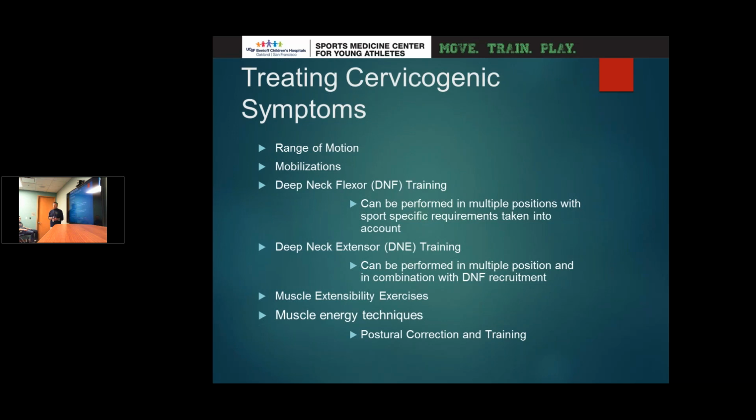So, what are we doing when we find dysfunctions in those areas? We're looking at range of motion. We're treating range of motion. The first thing that we want to do is make sure you're moving normally. That is a key component. To do that, we might do soft tissue mobilization. We might have spasm in muscles.